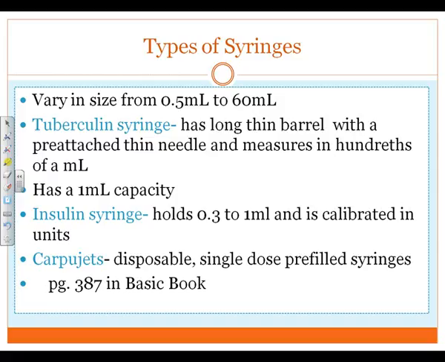Carpujets, I think I've got one of those upstairs, so when we break up, I'll pull one of those out. Carpujets usually you see used more often in the doctor's office, but it's like a pre-attached single-dose syringe. Penicillin comes that way if you've ever gotten penicillin. It comes in this little pre-attached syringe and it pops into this needle thing. And so they can use it one time and then discard it. Okay.